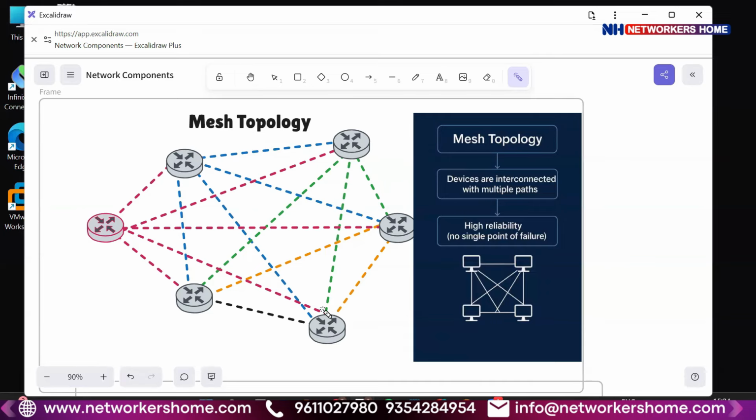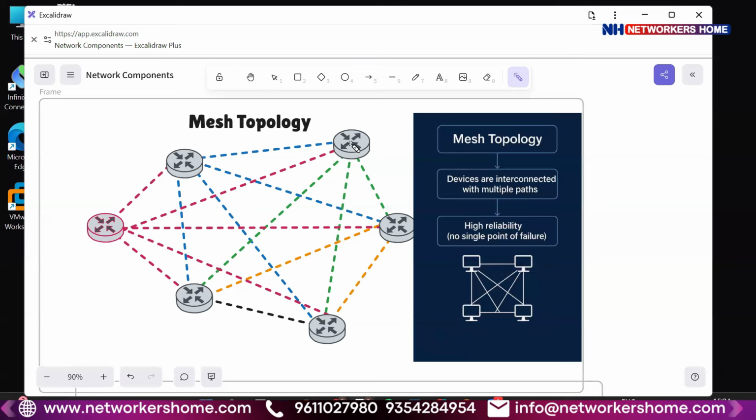Because I can communicate the other way. Either I can communicate with R5 and then reach R2, or I can communicate with R3 and reach R2. Is that possible? Yes, it is possible. If one link goes down in mesh topology, communication is still possible. Correct? That is the advantage we have.